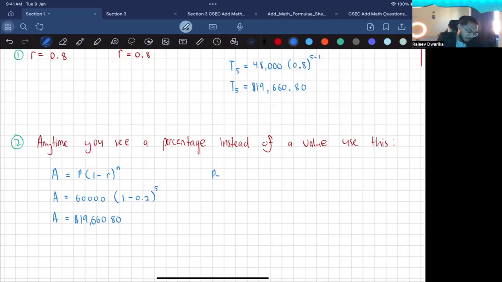So Javon, anytime they're talking about something as a percentage, rather than just giving you a value to add or minus, chances are you have to use this formula. P is the original amount, or you'll know it as the principal value. R is the rate as a decimal. And N is the number of years.